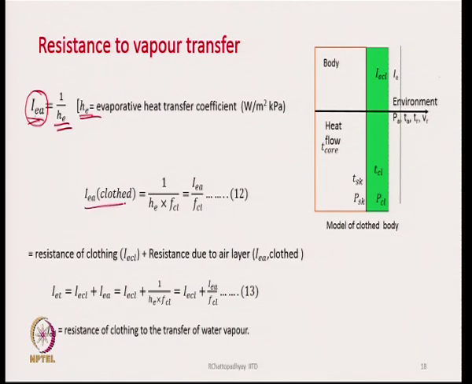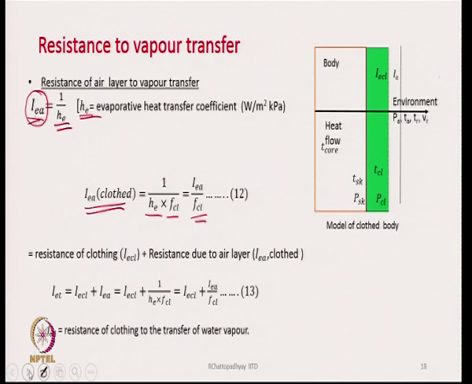Now, IE when the body is clothed is going to be exactly the same as what happened in the case of dry heat transfer. It will be 1 upon hE into fcl. So, it is going to be IEA by fcl. fcl is coming because it is the increased surface area due to clothing.